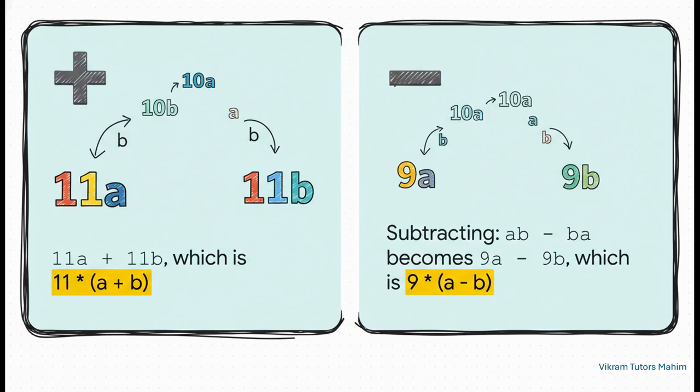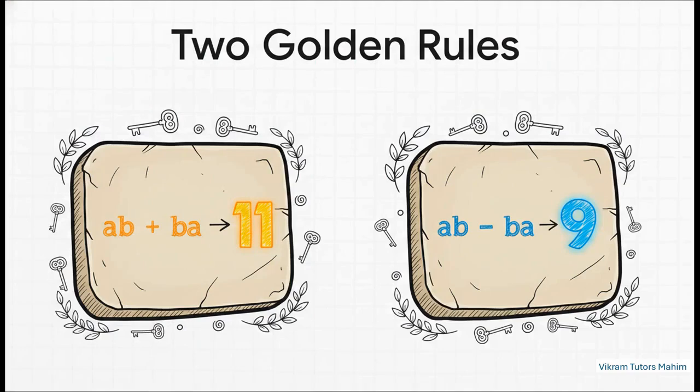So we get 11a plus 11b, which is the same as 11 times (a plus b). And there it is. No matter what a and b are, the result is always a multiple of 11. But now look what happens if we subtract them. A completely different pattern emerges. We get 9 times (a minus b). So we've just uncovered 2 golden rules for any 2-digit number.